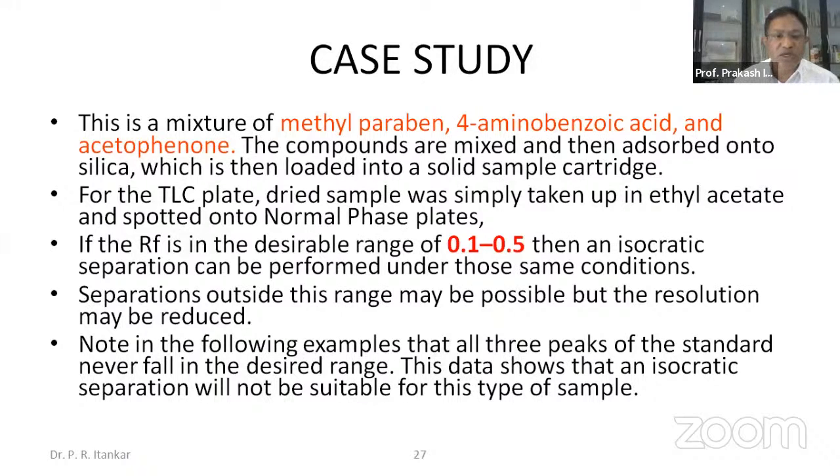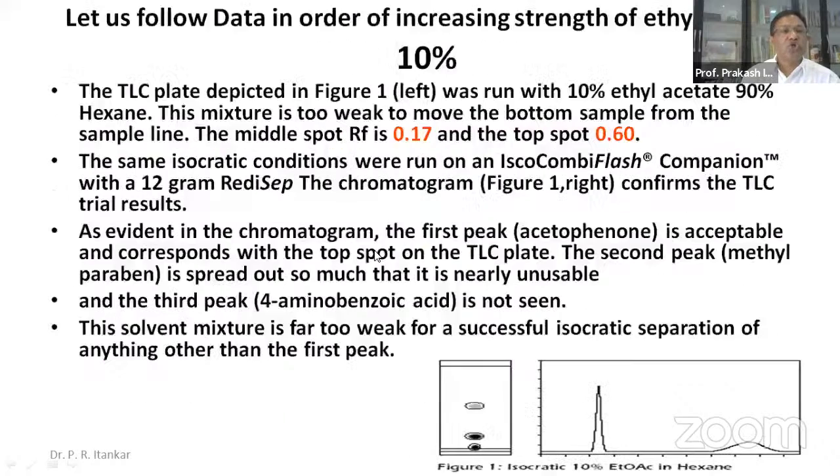We found that yes, in the desired range of 0.1 to 0.5, you can find the separation of the samples, and then the same conditions were taken for setting up the procedure in the flash chromatography. But separation outside this range may be possible, but the resolution may be reduced. We have found that if you have an RF of 0.6, 0.7, 0.8 like that, then also you can achieve the separation. There is no issue in that, but the resolution gets reduced. That is one thing given from the flash chromatographic point of view.